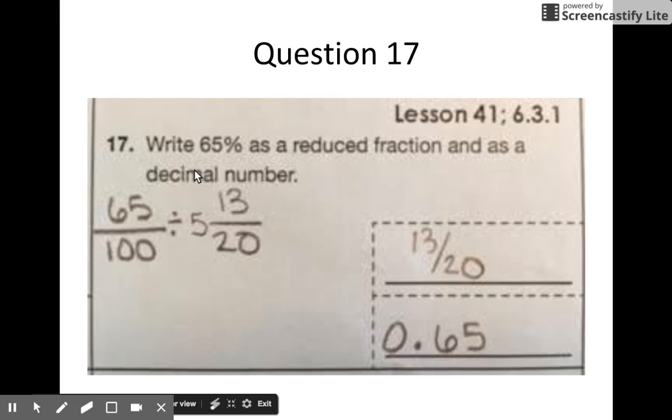Now, making a percent into a decimal, you simply make it as hundredths as a decimal. So I take 0.65, which is 65 hundredths.